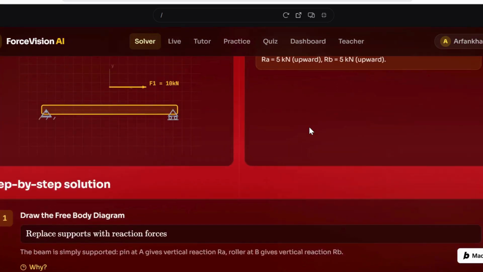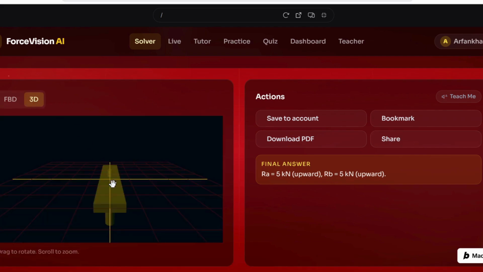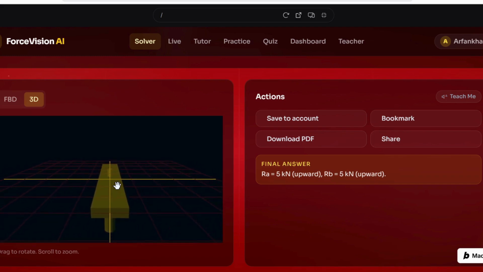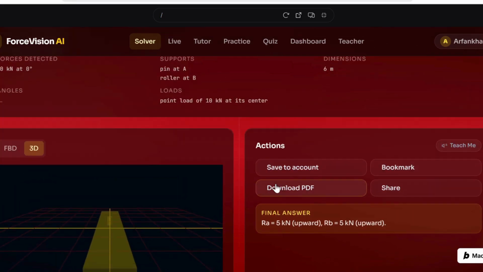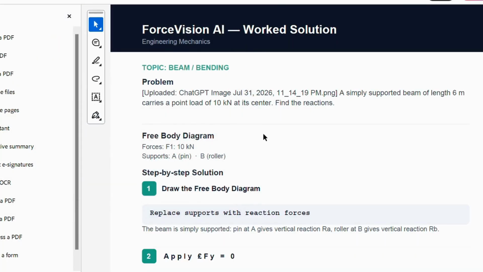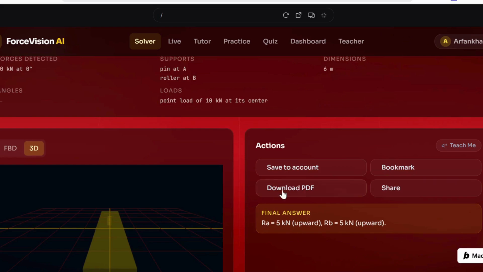So as you can see, the FBD was given in 2D. You can animate it as well. As the force was, the 3D will be connected. You can zoom and you will get a new experience from any AI. You can only get this experience in our app. And you can see you can generate a PDF also. You can see the PDF was generated with the complete solution of it.